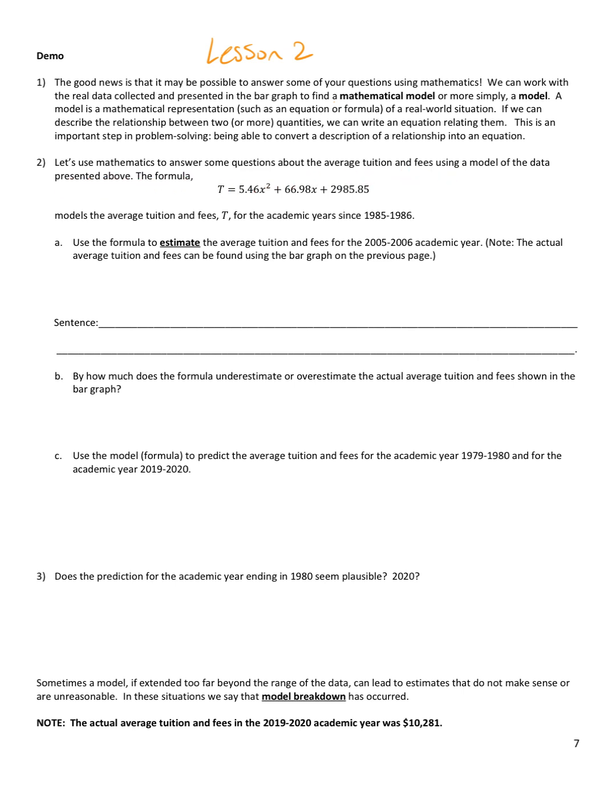So let's use some math to talk about the average tuition and fees from the preview exercises. I've created a formula here that estimates the average tuition and fees. It models the average tuition and fees T for the academic years since 85 to 86. So we're going to call this year 0. So 86 to 87 would be year 1, 87 to 88 would be year 2, 2005 to 2006 would be year 20. So I want to use the formula to estimate average tuition and fees for 20 years after 85 to 86, and then we can compare that to the actual.